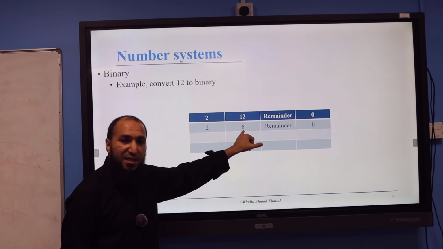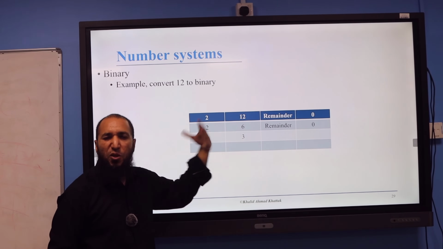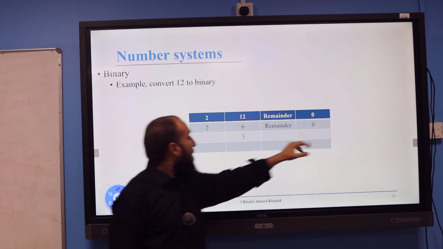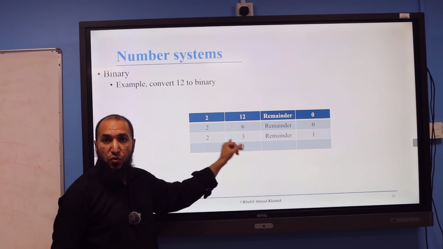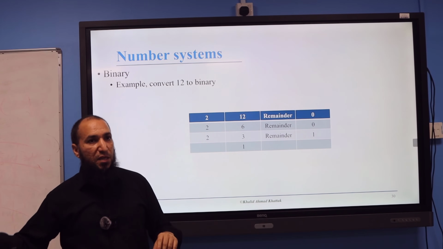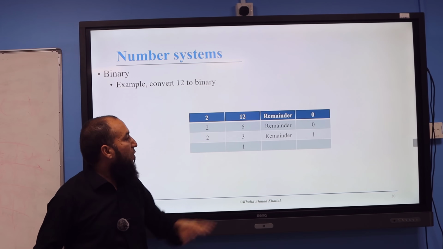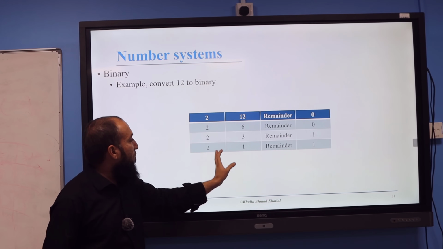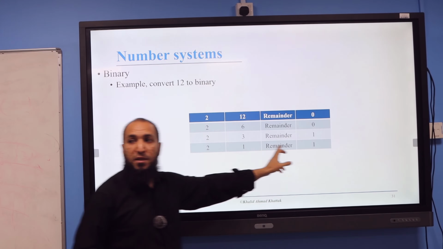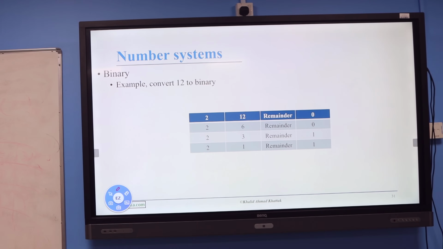Next step, we take this number and divide by 2, the whole number we get is 3. Another way we can say it: how many 2's go into 6 is 3, remainder is 0. Next, how many 2's go into 3: 1 whole and 1 remainder. Remember, we don't want the decimal part, the dot 0, dot 1. We want whole numbers only. The next one, divide 1 by 2, remainder is 1, and the whole number is 0.